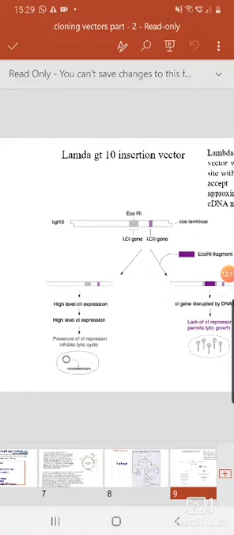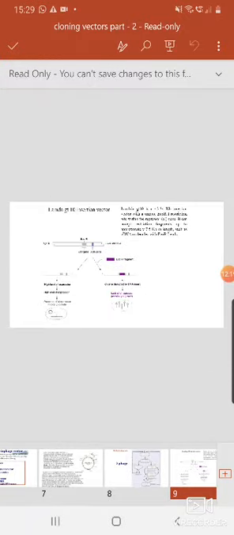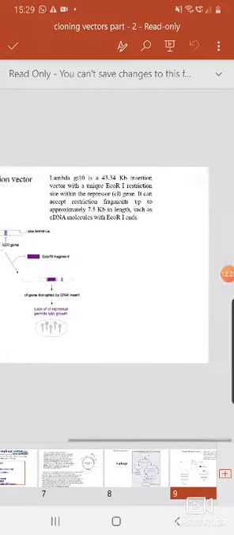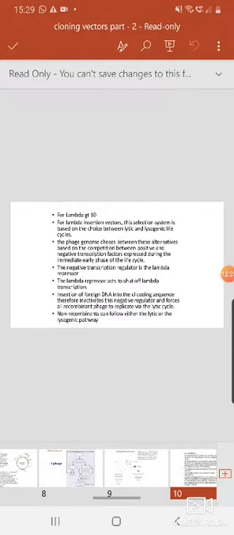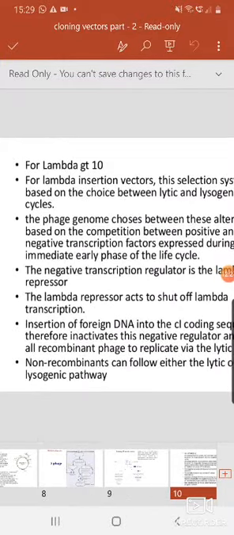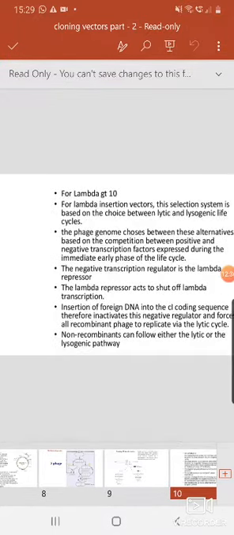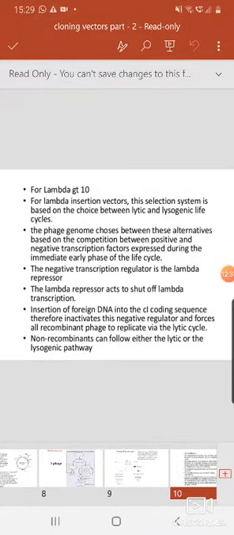This lambda phage, once you insert it in a host, that means E. coli, it will prefer to undergo lysogeny. So selection will be based on whether it is lytic or lysogenic. In the next slide, I have written everything to make your life easy. So lambda GT series, there is lambda GT10, lambda GT11. This is GT10 we are discussing. Exactly whatever I discuss, it is written there.